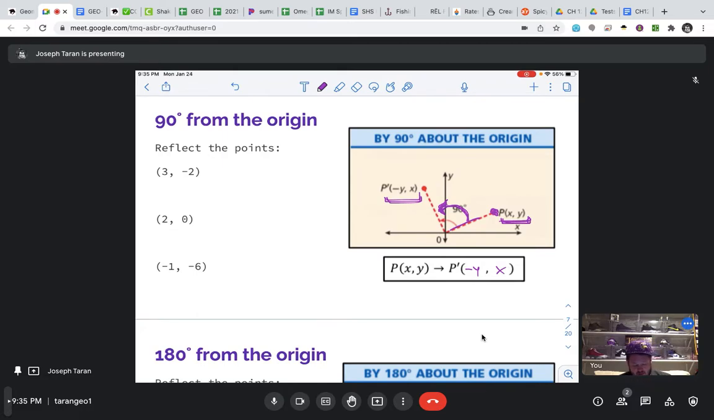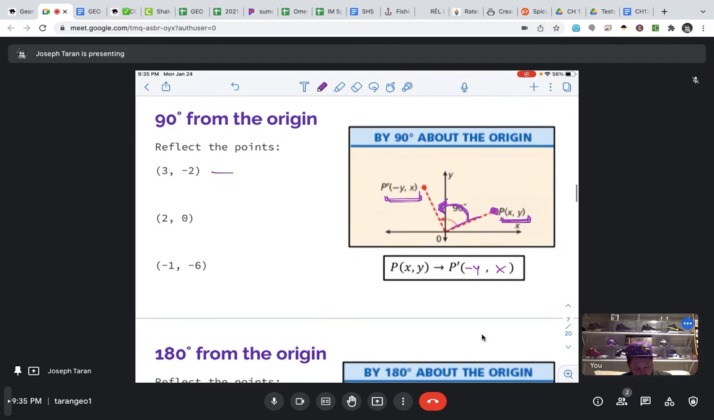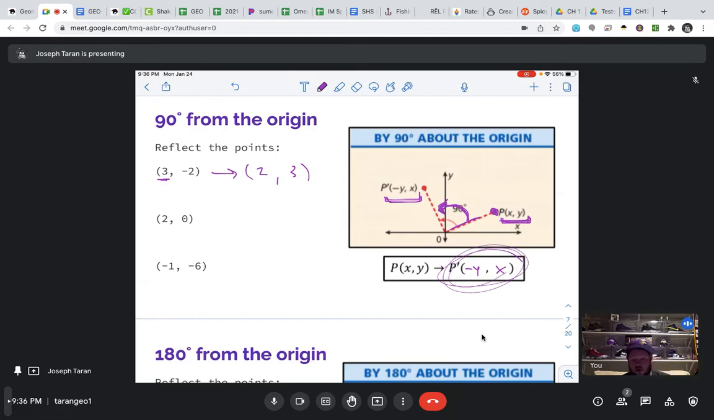So if I have (3, negative 2) and I want to apply this rule, well, it looks like we're switching x and y, and the x is not changing. So this is my x here, so that's going to be over here. And my y, the sign is opposite. So if that was negative 2, this should be positive 2. And that would be the coordinates for a rotation 90 degrees about the origin.